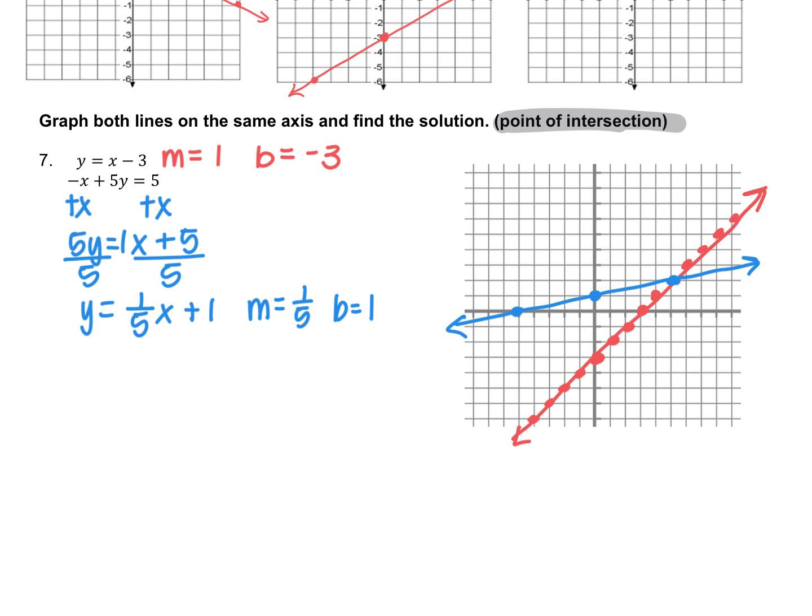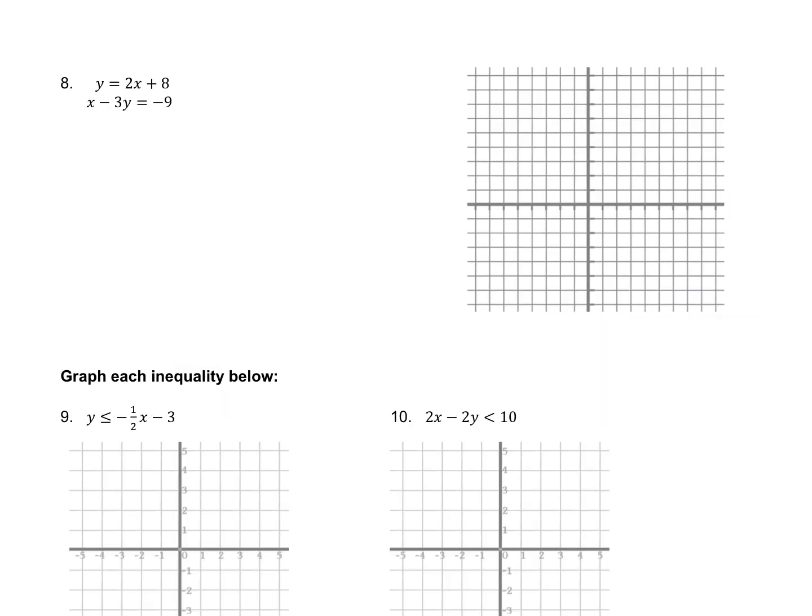So then I have 2 lines, and they should cross. If they don't cross, what would the answer be? No solution. But these ones do cross. They cross right here. So we're just going to find where that is. 1, 2, 3, 4, 5, 1, 2. Good. So my answer is 5, 2, and we always write it as a coordinate point. So we should be working on number 8 on our own, trying to solve the system by graphing.